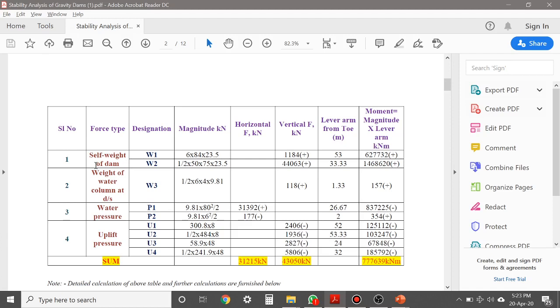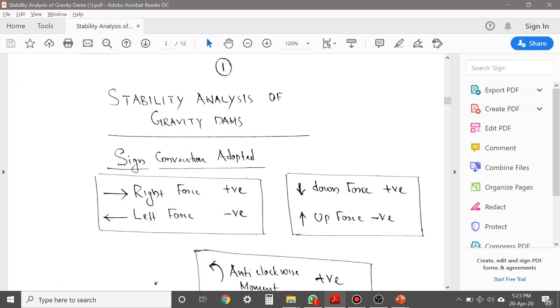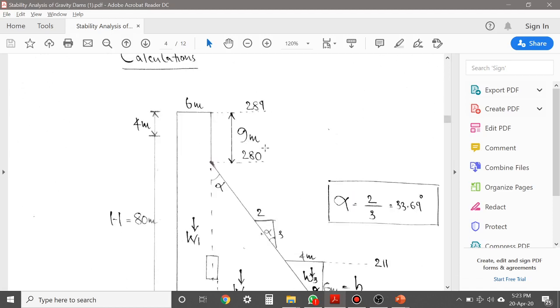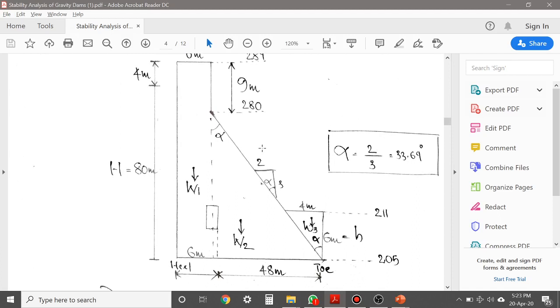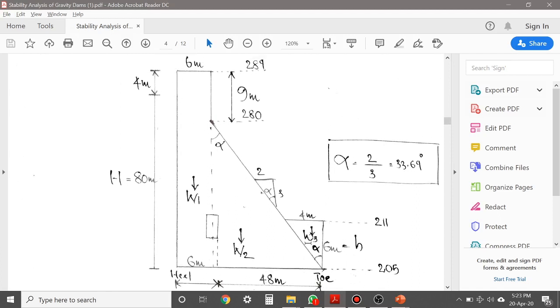Let's start with the first force, that is self weight of the dam. If you see the figure of the gravity dam, you can see that the entire gravity dam structure we can divide into a rectangular portion and a triangular portion. From the slope given, 2 by 3, we can solve the angle. You can just take tan alpha, then you will get the angle, that is 33.69.